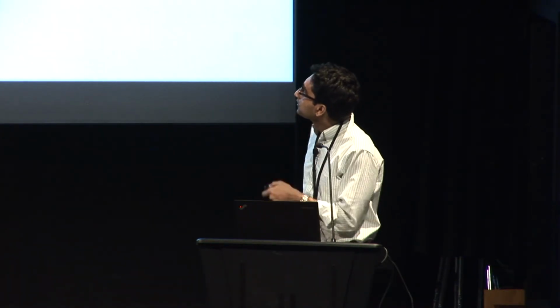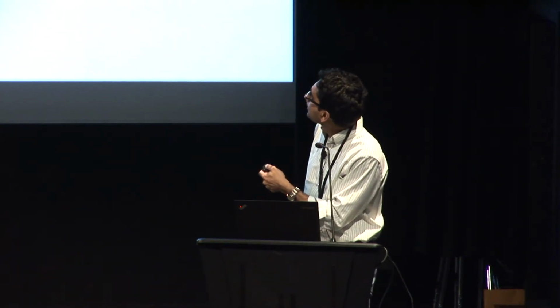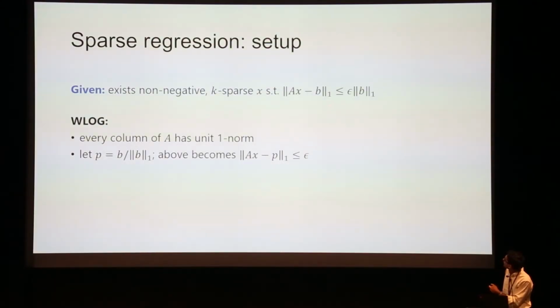So what is the setup again? If you recall, you want to solve Ax equals B, and you assume that there is a k-sparse x such that the error is less than epsilon times the L1 norm of B. What you can assume without loss of generality is that every column of A has unit L1 norm. You can also set P equal to the normalized version of B so that we don't have this ugly term on the right. So now this equation becomes something clean.